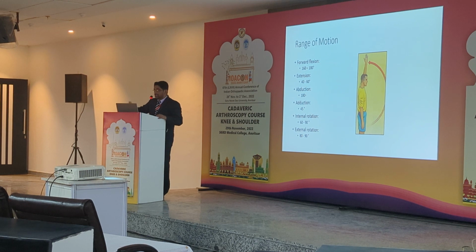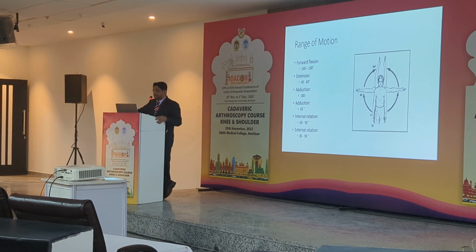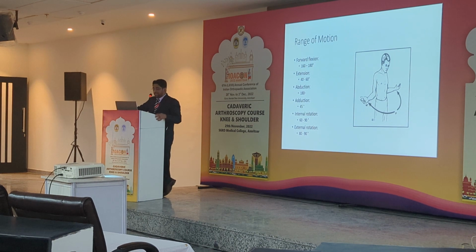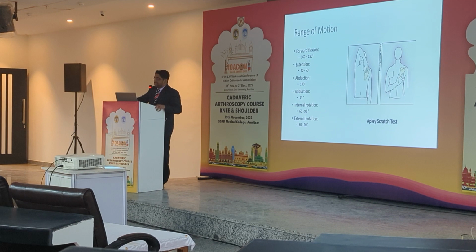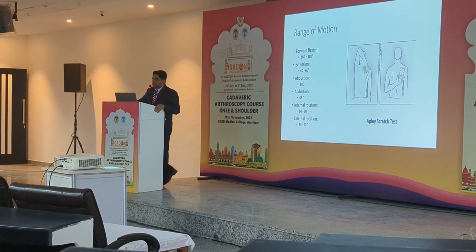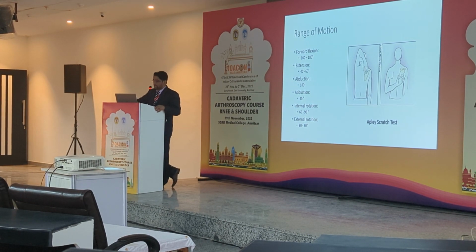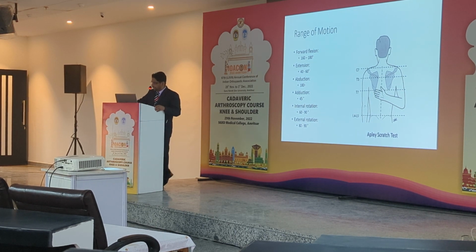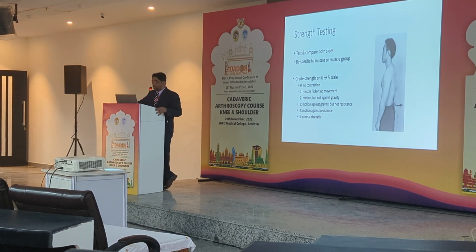Normal person can flex his shoulder up to 180 degrees, extend it up to 60 degrees, abduction is up to 180 degrees, adduction is up to 45 degrees, internal and external rotation is up to 60 to 90 degrees. Apley scratch test, it comprises all the motions. We ask the patient to touch the back of the scapula. The level where he can touch, we can determine how much motion his shoulder has. Then we check the strength of each muscle by the normal grading system, 0 for no contraction and 5 for the normal power.